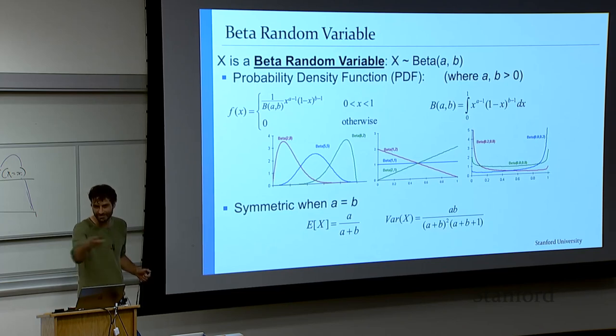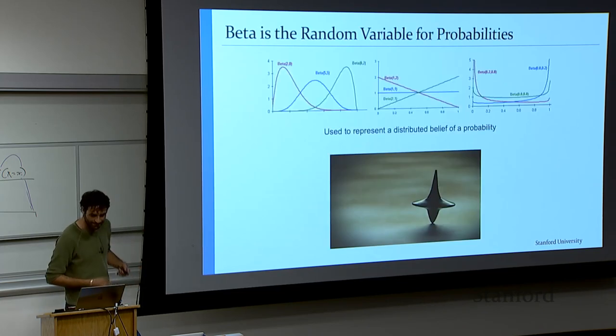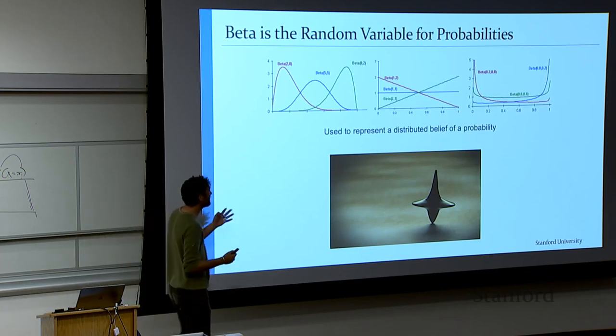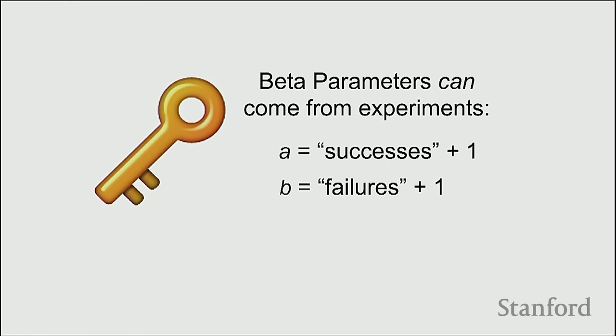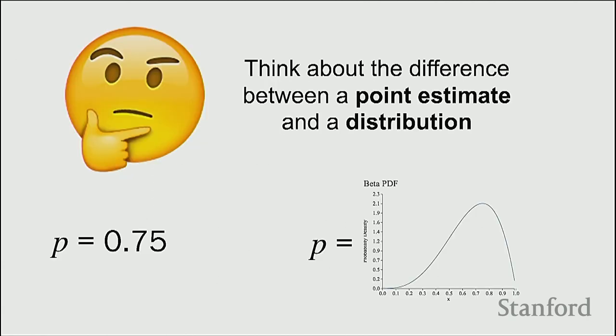You're mathematicians too. Okay. So, a bunch of betas, and beta is the random variable for probabilities, and it's a beautiful thing. It has two parameters. You take your number of successes, aka heads, add one. You take your number of failures, add one, call those A and B, and then you just plug it in.